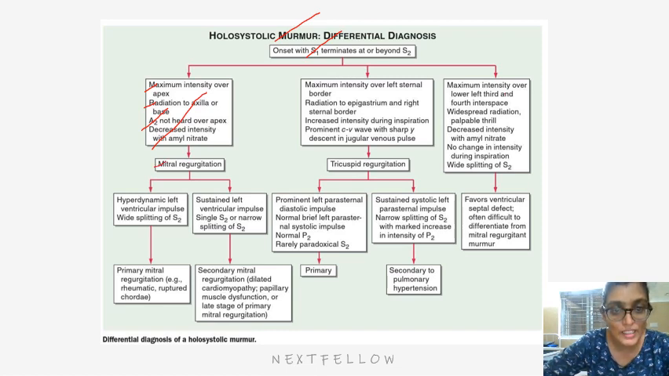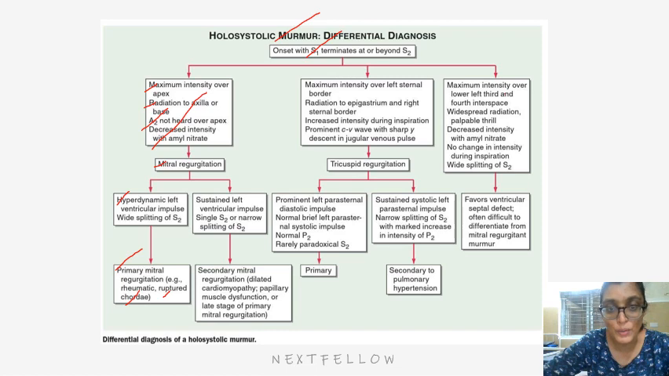Now, in mitral regurgitation, if there is hyperdynamic left ventricular impulse and wide splitting of S2, S2 is split into A2 and P2, it is wide split, then there is primary mitral regurgitation, example rheumatic valvular heart disease and ruptured chordae. Whether it's primary or secondary mitral regurgitation is based on the cardiac impulse, whether it is hyperdynamic or sustained. So hyperdynamic and sustained, what is the difference? How will you find out? I want you to read that.